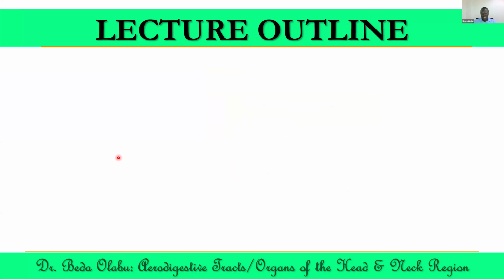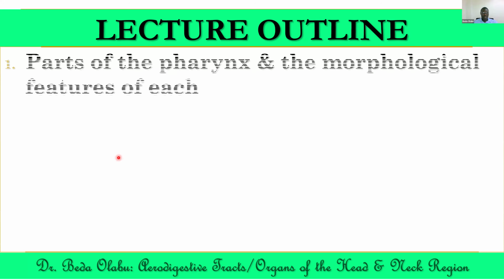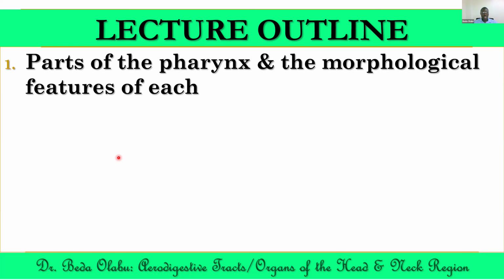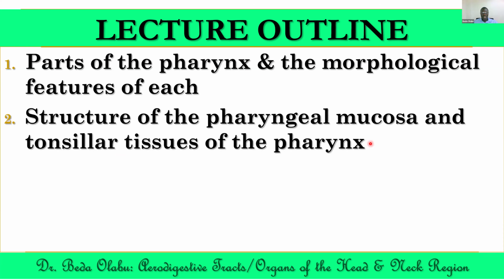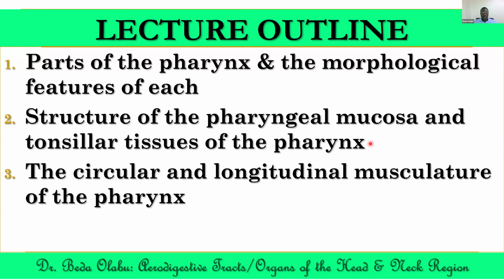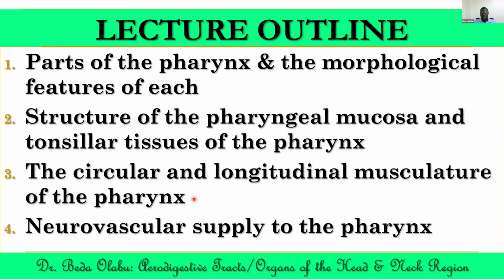So with that, let's look at our learning outcome. This is what we want to learn in this lecture. First, we are going to look at the parts of the pharynx and in particular, look at the morphological features of each part of the pharynx. After that, we are going to look at the histological structure of the pharyngeal mucosa, and we'll also look at the histology of the tonsillar tissues around the pharynx. We'll then mention something about the musculature of the pharynx. They are in two groups, circular and longitudinal group. And we'll also talk about the blood vessels and the nerves that supply the pharynx.